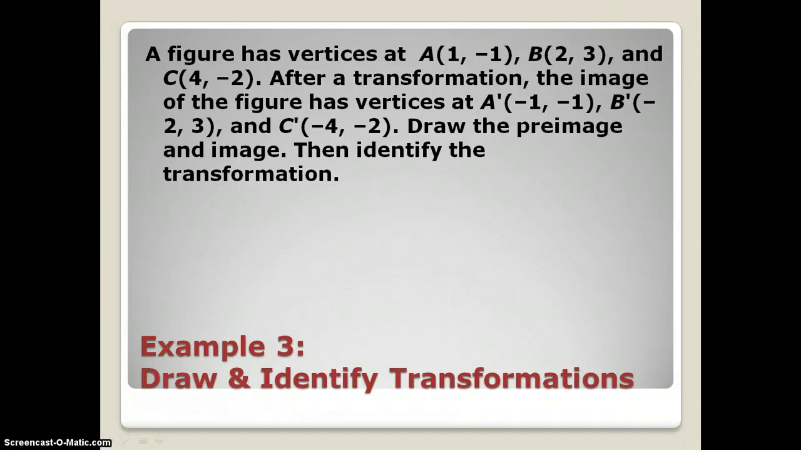A figure has vertices at A (1, -1), B (2, 3), and C (4, -2). After a transformation, the image of the figure has its vertices at A prime (-1, 1), B prime (-2, 3), C prime (-4, 2). Let's draw the image and the pre-image and identify our transformation.